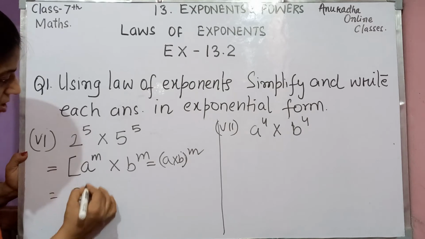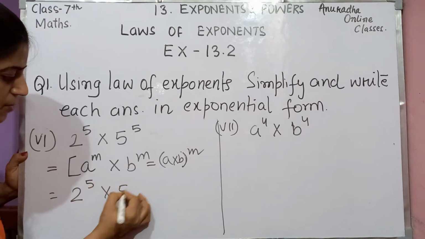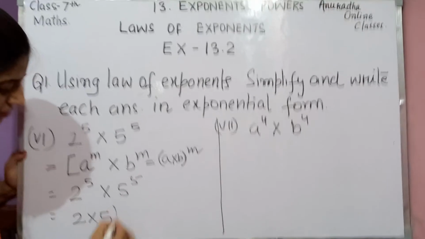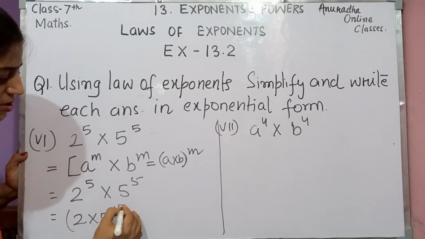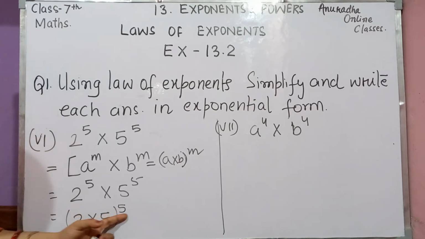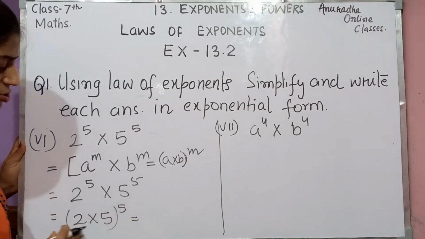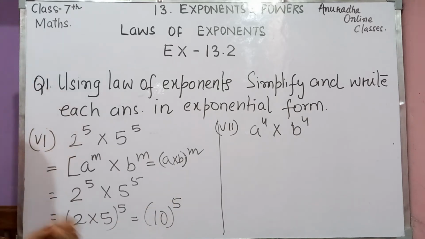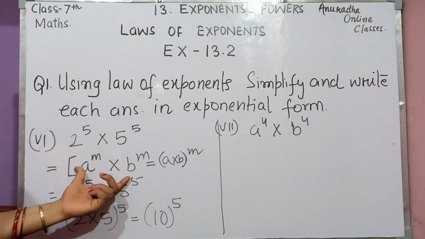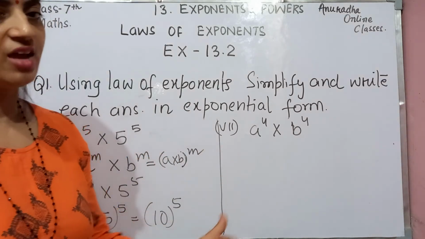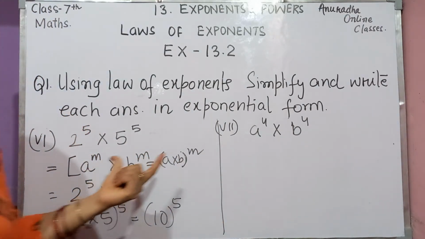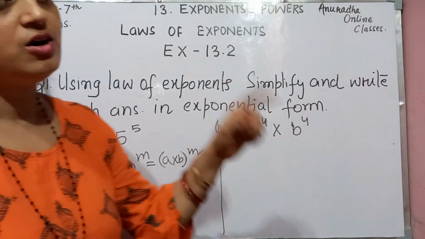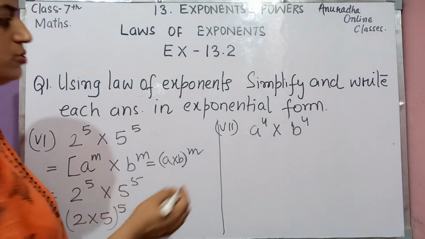So write down this. This is 2 raised to the power 5 into 5 raised to the power 5. What we will do? We will multiply 2 into 5 and the exponent of the power is common. Okay. So 2 5s are 10. 10 raised to the power 5. This is our answer. So in this way you have to do, when bases are different, power is same, then we have to multiply the bases and keep the exponent, the power, common. Okay. Let's come to seventh part.